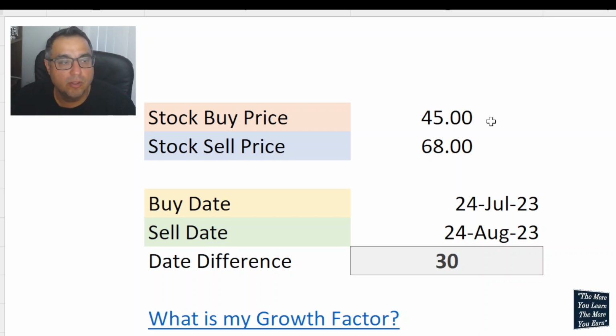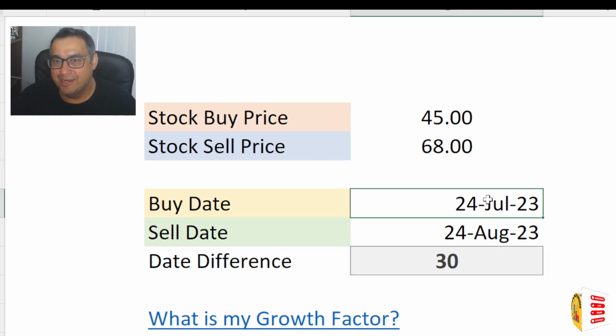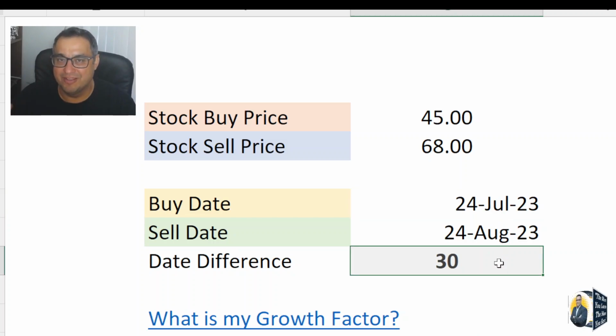So all you need are certain parameters. What is the buy price of your stock? What is the sell price of the stock? What is the buy date of your stock? And what is the sell date of your stock? And if it is less than 1 year, you calculate the difference in the dates. In this example, what is the difference? In this case, it is 30 days.